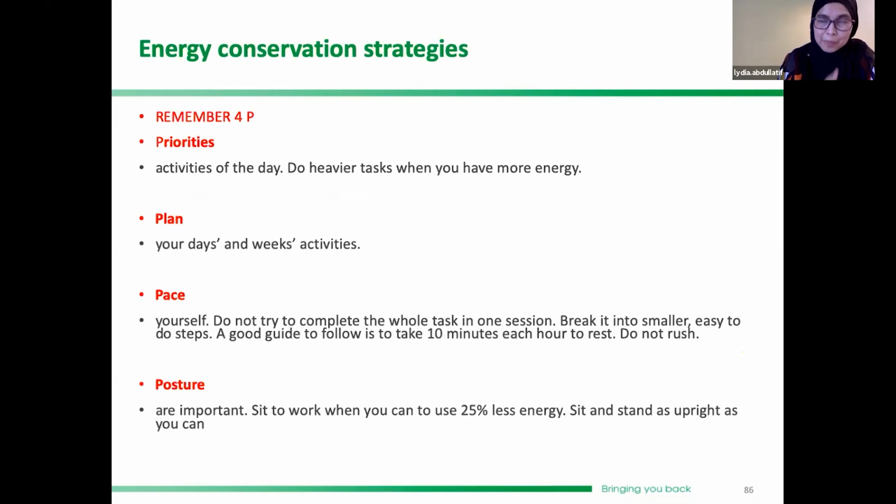Number 1, priority. Always prioritize your activity. Number 2, plan ahead what you want to do during that day. Number 3, you must pace yourself. And number 4, it's always important to adopt good posture, even when you are sitting in the wheelchair, because you can use 25% less energy. It has been shown when you sit with a proper posture, even in the wheelchair.